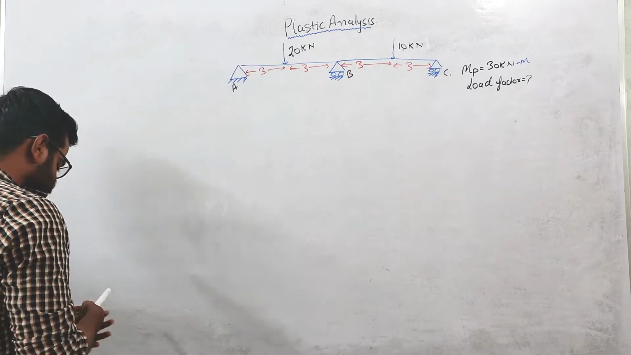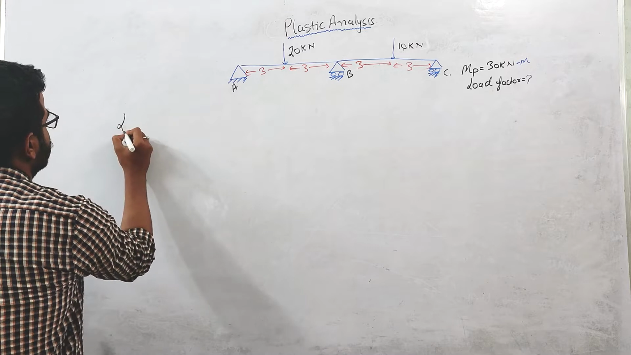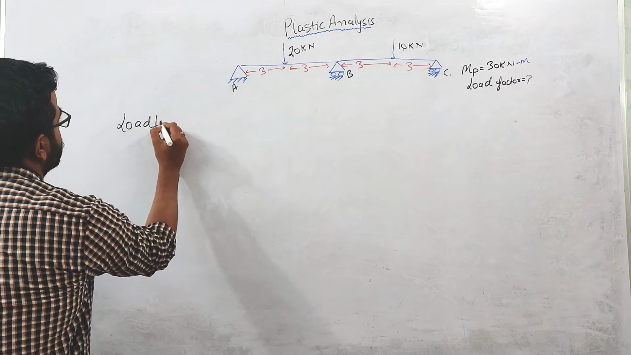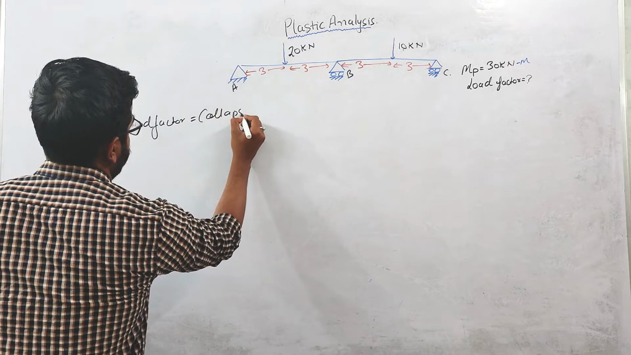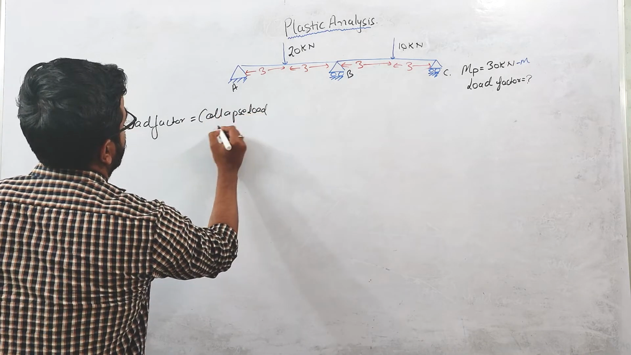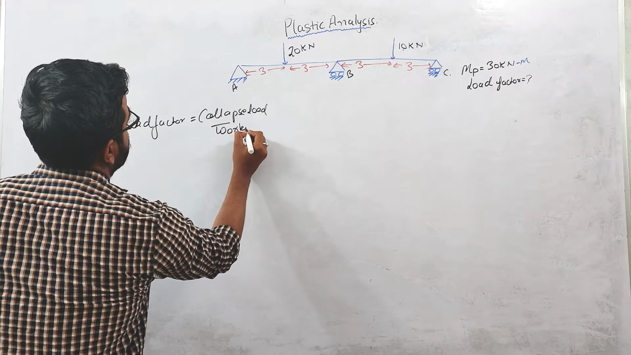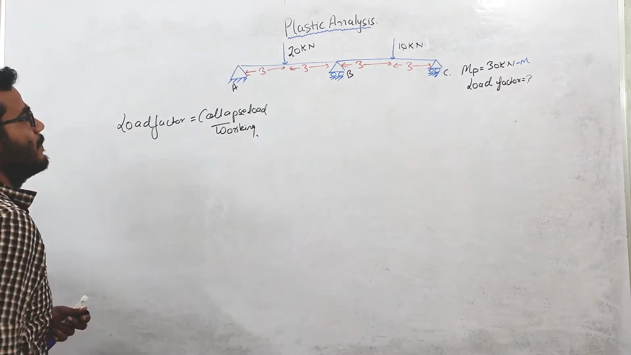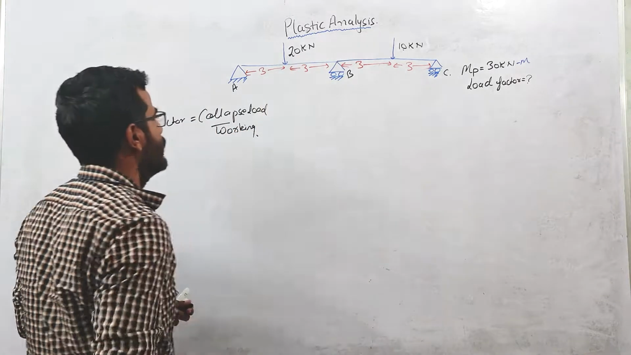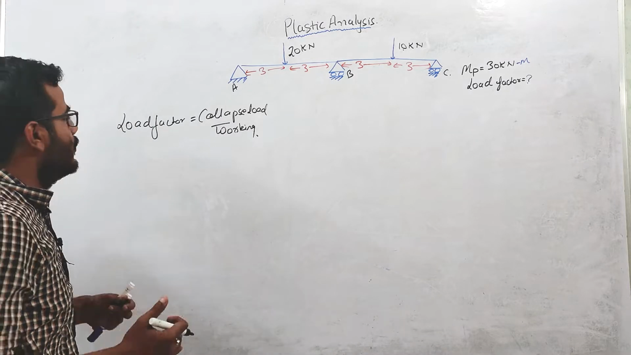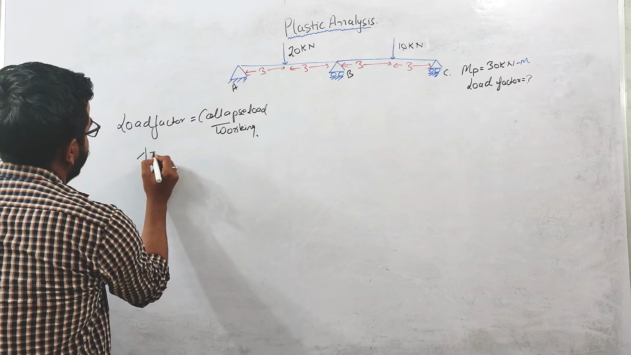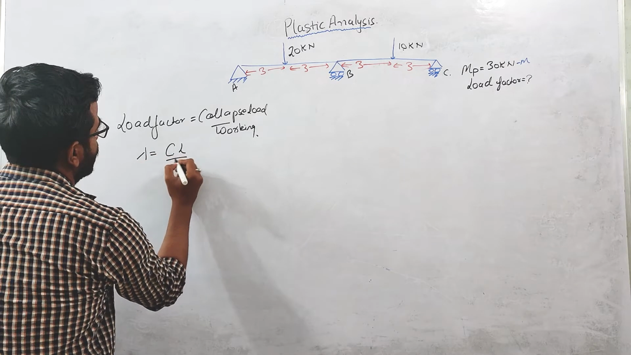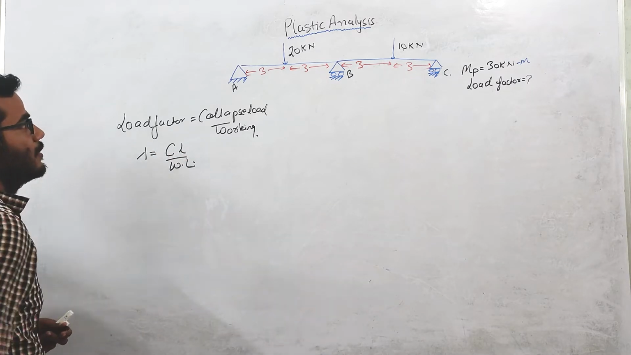Load factor we have already discussed in the last lecture. Load factor is collapse load over my working load. In this problem, the working loads are 20 kilonewton and 10 kilonewton. So we need to find the load factor. We will take lambda as the load factor. So this will be collapse load upon my working load.